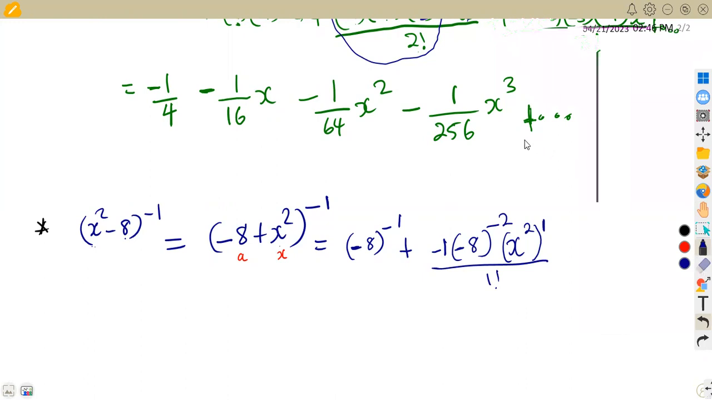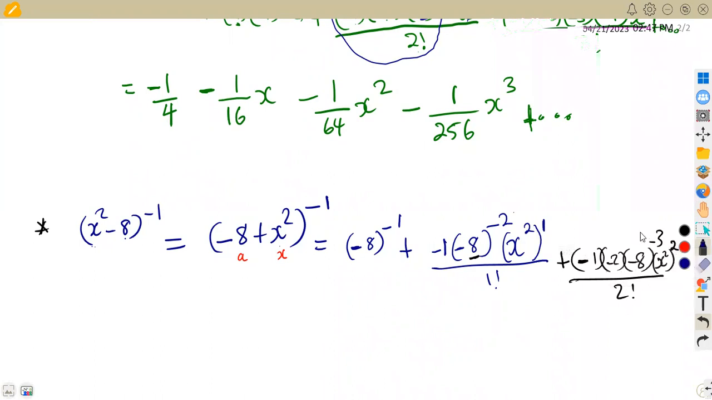If we are to consider this next, I want you to see something. If we are to consider this next term, it was going to be -1. We drop the exponent and we now apply the derivative concept. We drop the exponent, -2, -8. We subtract 1, which is going to be -3. Now this x squared, which is representing our x, is going to be raised to the exponent of 2 over 2 factorial.